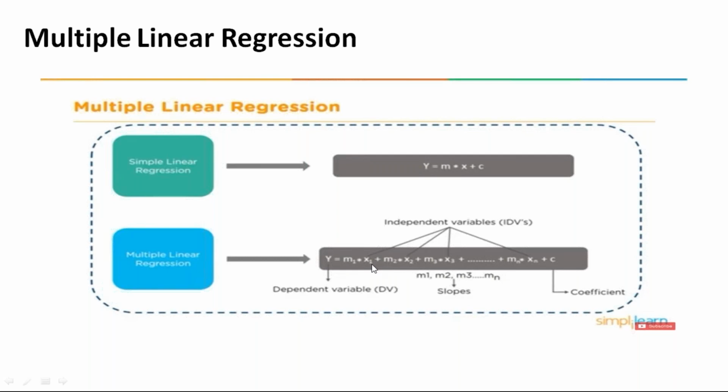Until we know M1, M2 and M3, X1, X2, X3 we will get through the data set, but we intend to find this M1, M2 and M3. So using these slopes, we are about to best fit our line for my dependent variable. So we will see how we can derive these M1, M2 and M3.